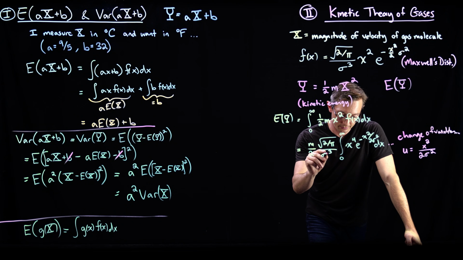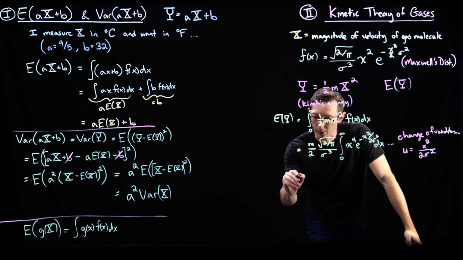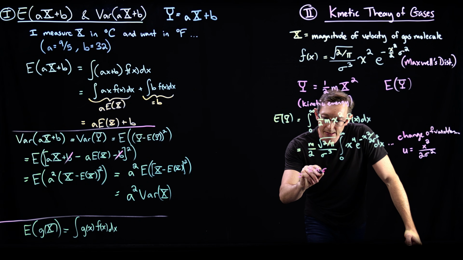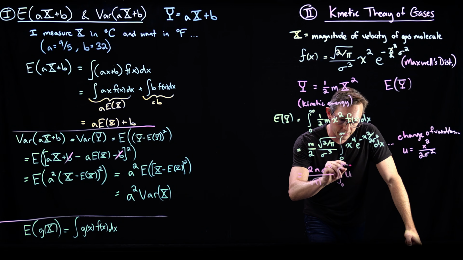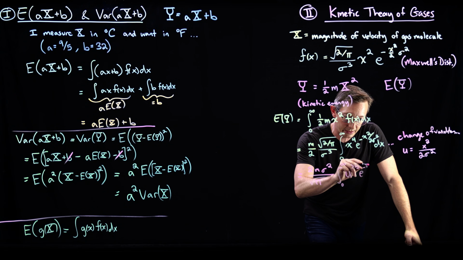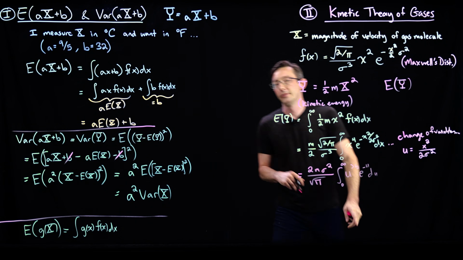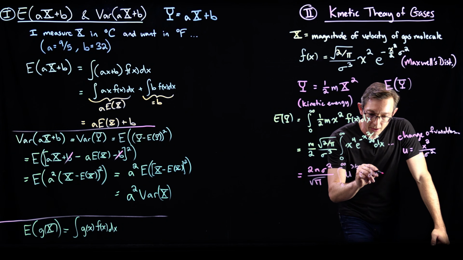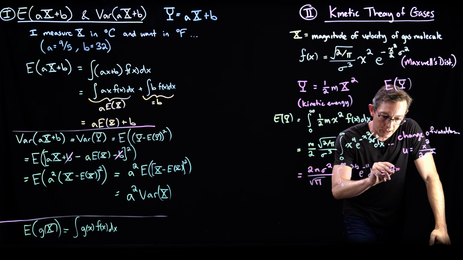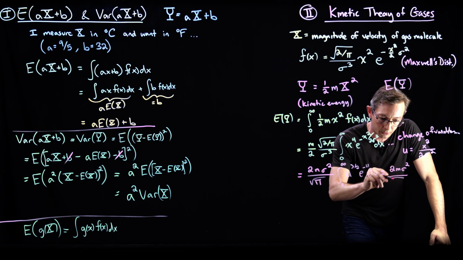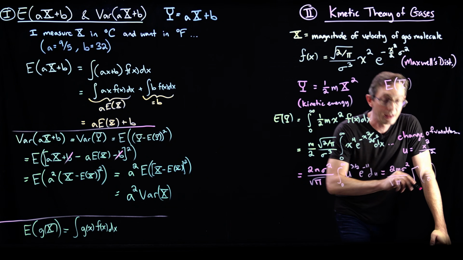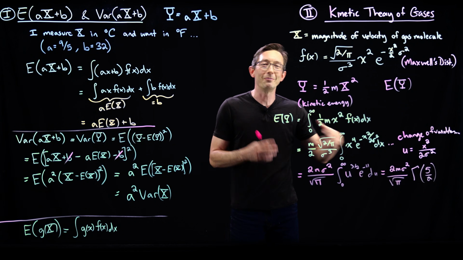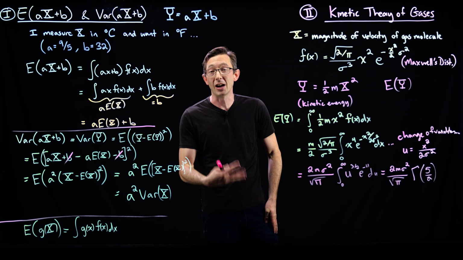I'll write it out, why not? It's 2m sigma squared over root pi times the integral from 0 to infinity of u to the 3/2 e to the minus u du. And if you're a calculus wizard, you'll know that this is 2m sigma squared over root pi times the gamma function evaluated at 5/2. Now the gamma function generalizes the factorial to non-integer values.